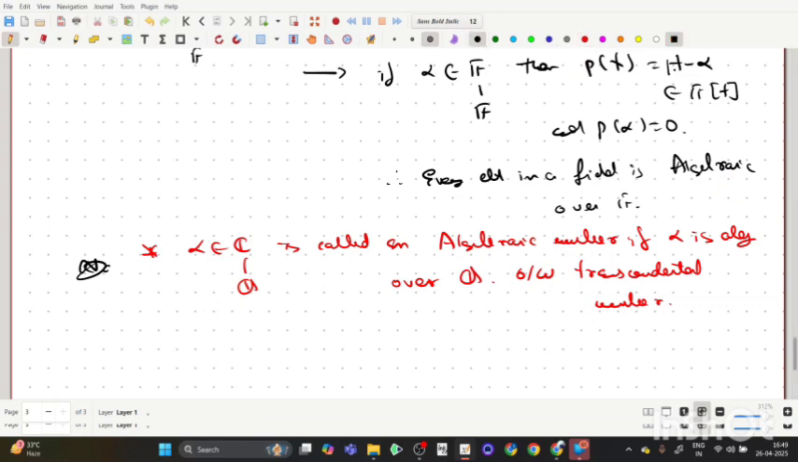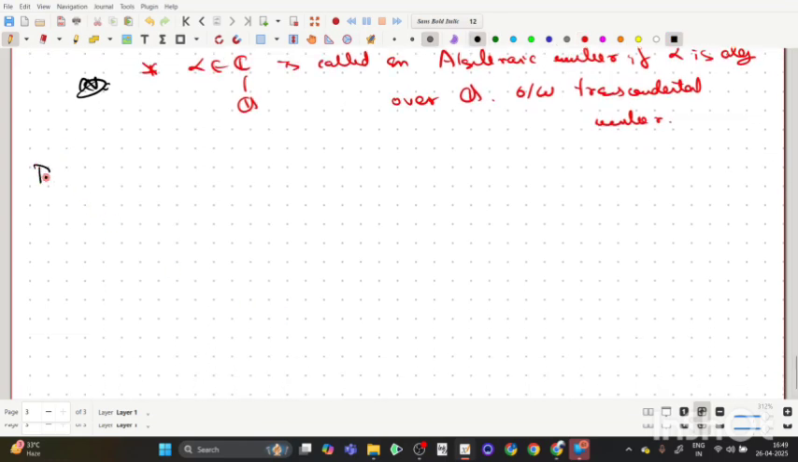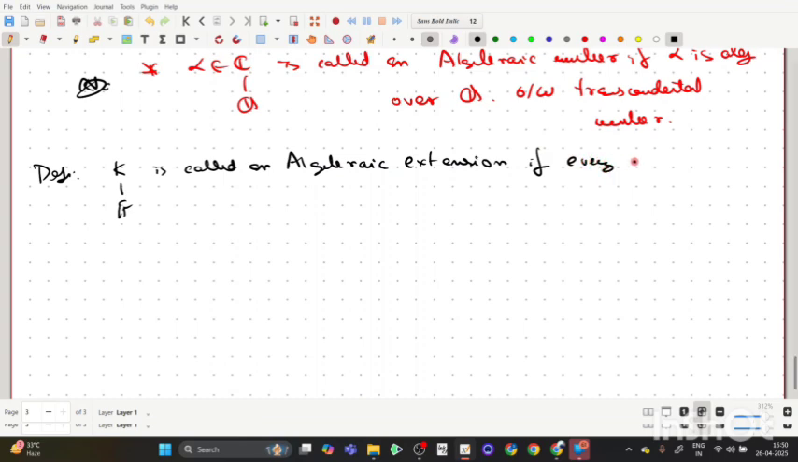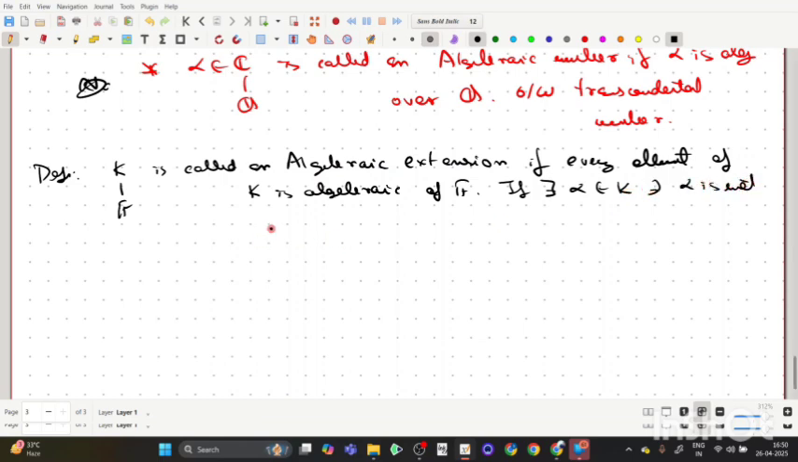Whatever. Now let us come to the definition which I wanted to make previously. Definition: a field extension K over F is called an algebraic extension if every element of K is algebraic over F. If there exists some alpha in K such that alpha is not algebraic over F, there exists even one such element which is not algebraic over F, then K over F would be called a transcendental extension.